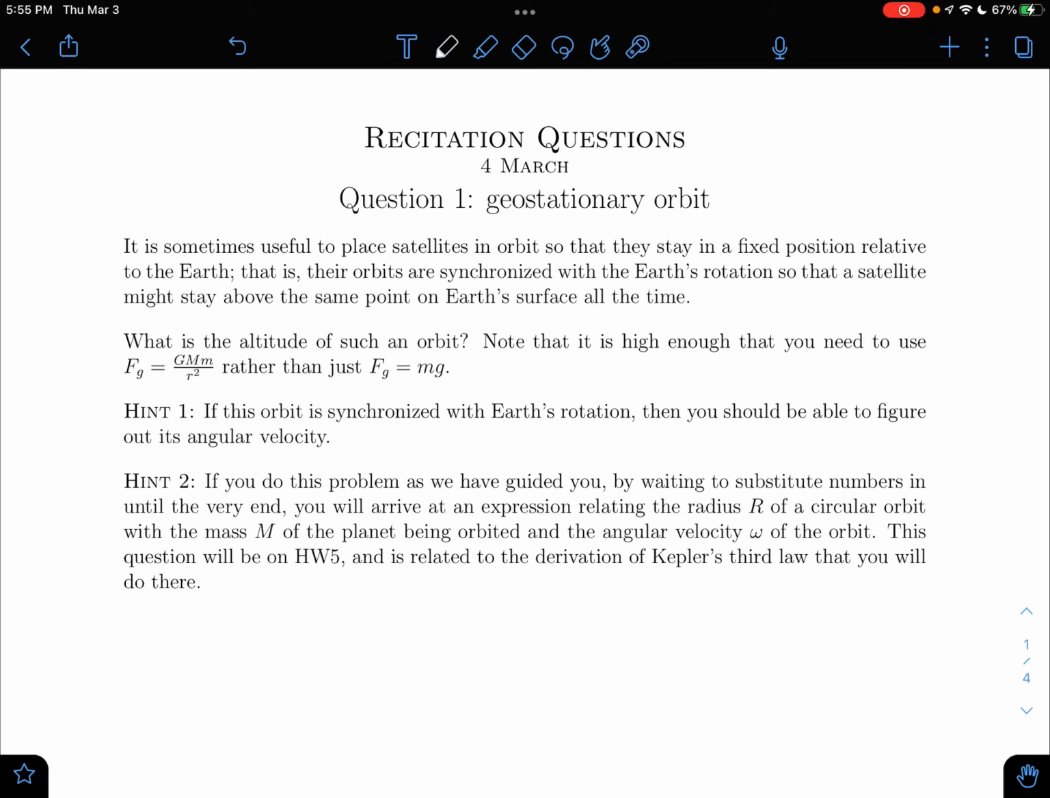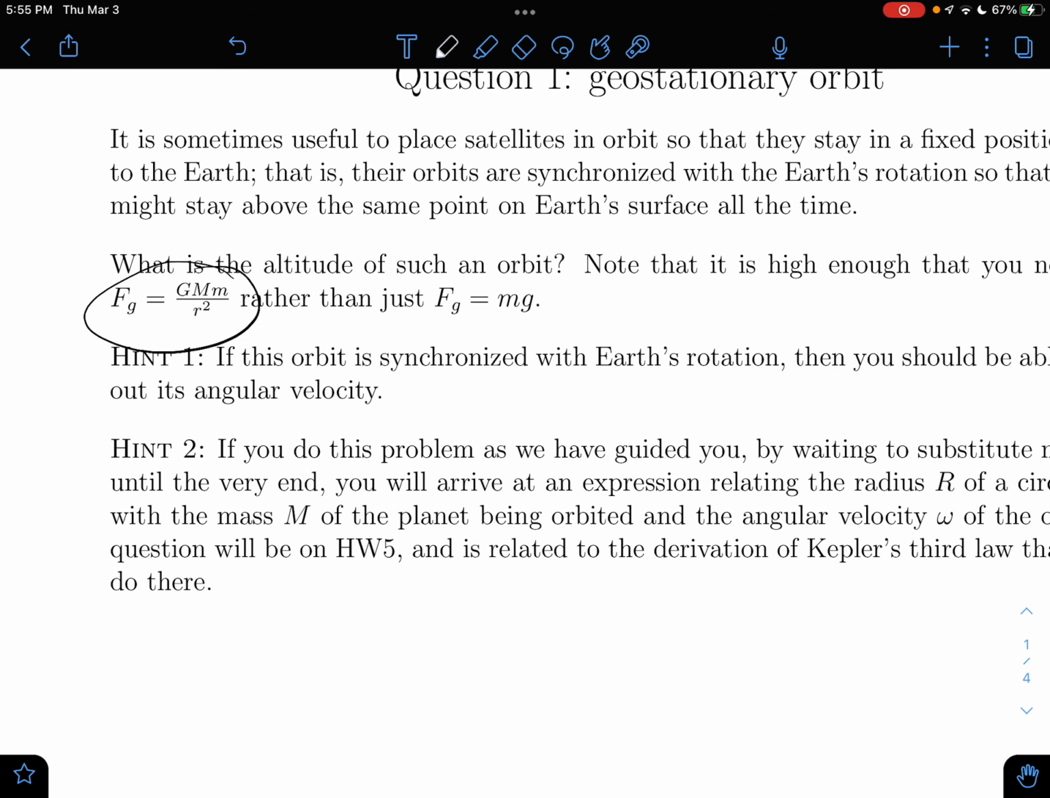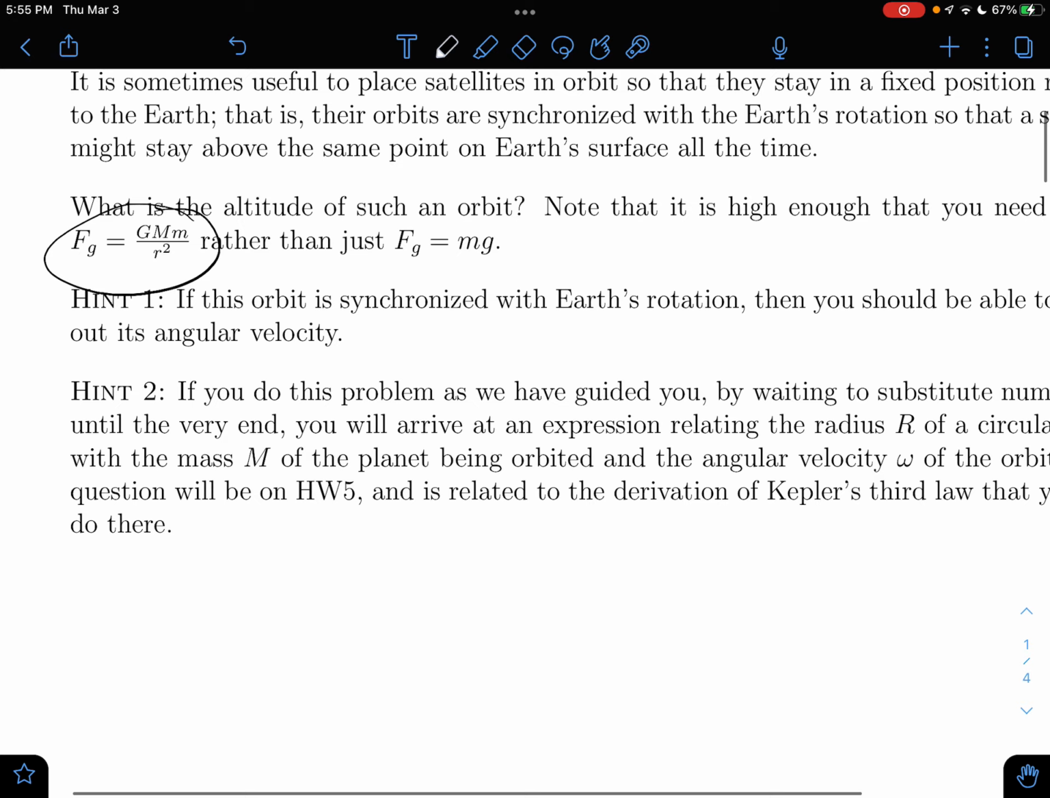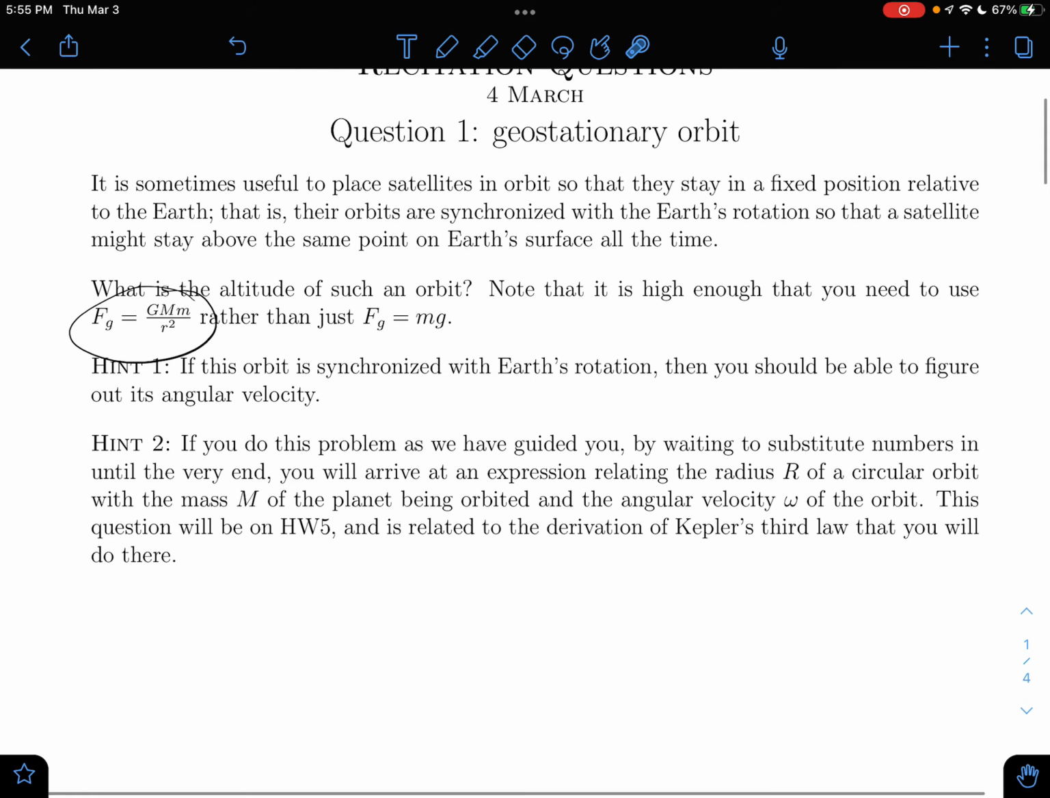Alrighty, y'all. Today we're taking a look at the recitation for March 4th. This one we're going to be looking at some orbits and Newton's law of gravitation. For our first question, we're trying to find the altitude of an orbit so that it stays in a fixed position relative to Earth. So the orbit's synchronized with Earth's rotation.